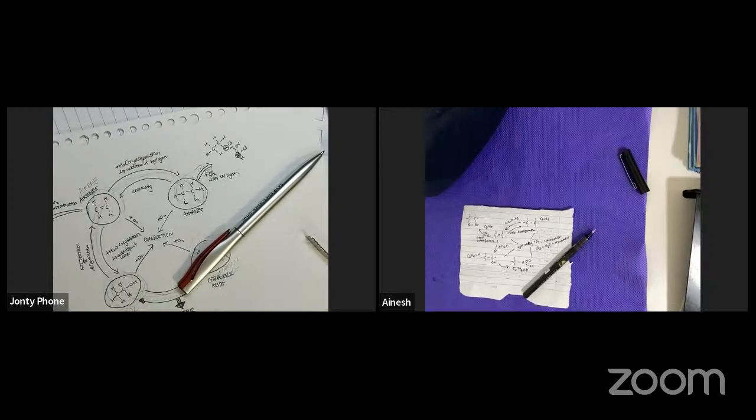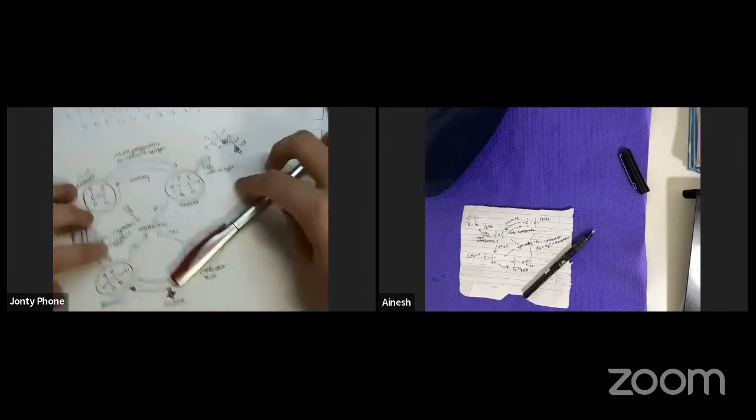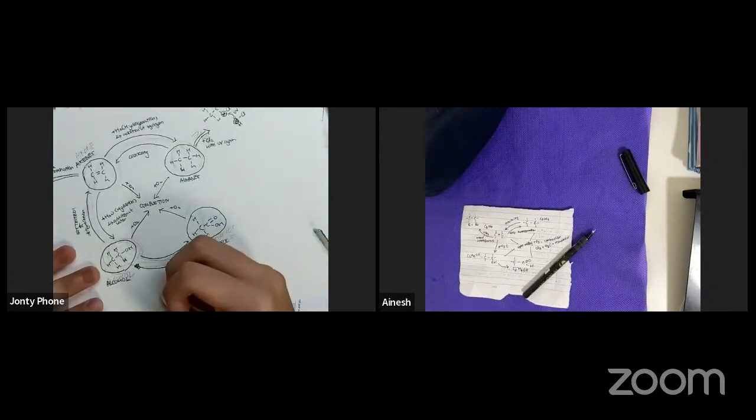Ainesh and Jonty, is it clear why I suddenly have H2O? Yeah. Now, what remains is what is important. What remains is the ester.